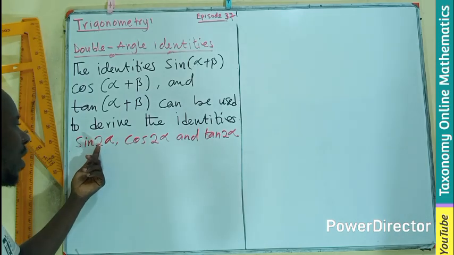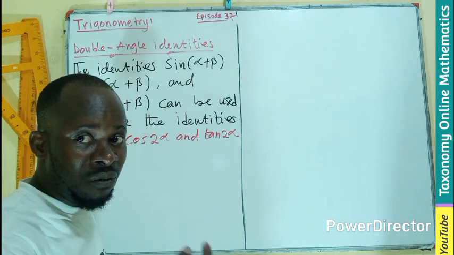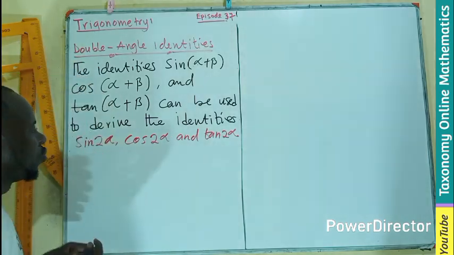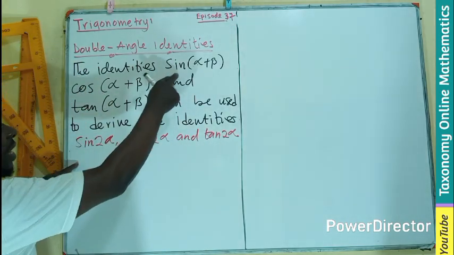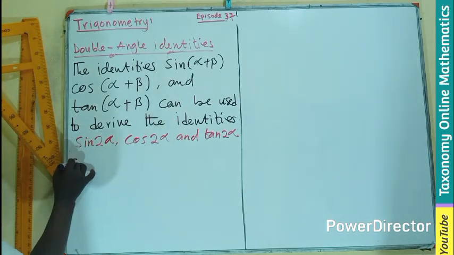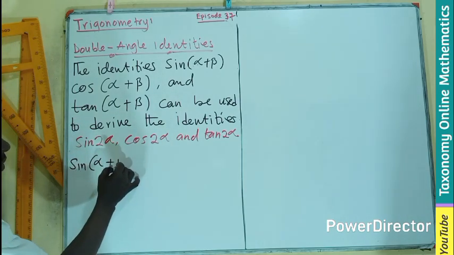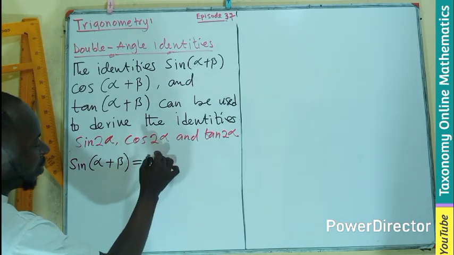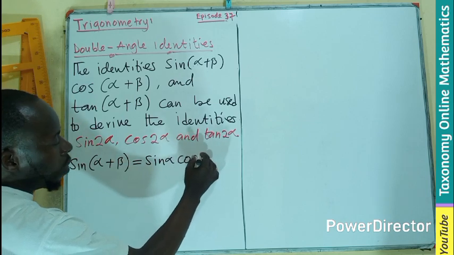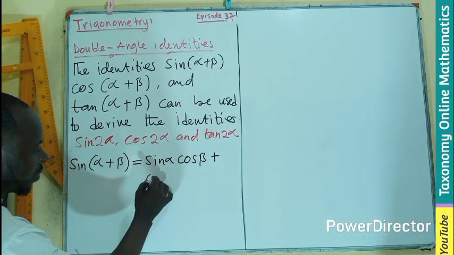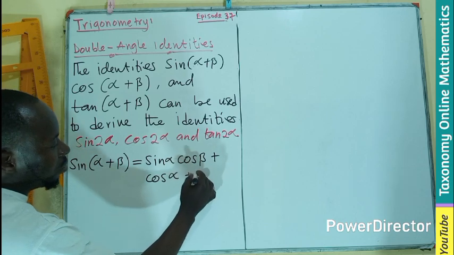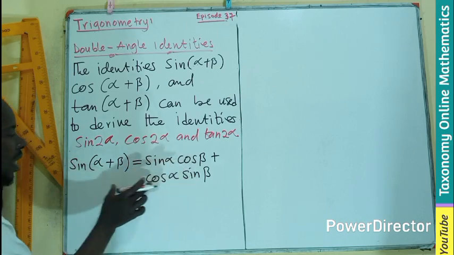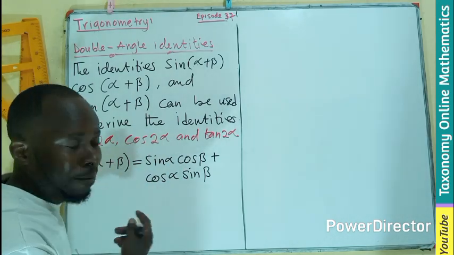If you look at 2 alpha, it is the same as alpha plus alpha. That is double, the same angle being added. So let's start with the sine. We know the sine of alpha plus beta is the same as the sine of alpha, the cos of beta, plus the cos of alpha, the sine of beta. This is the expansion for the sum of the sine.